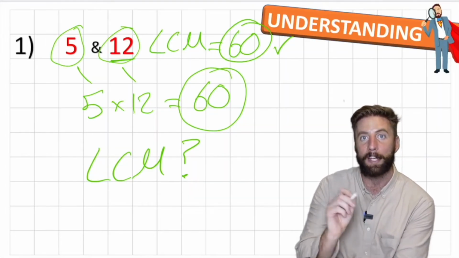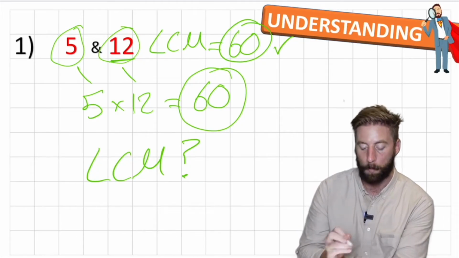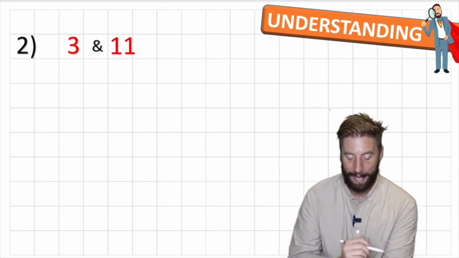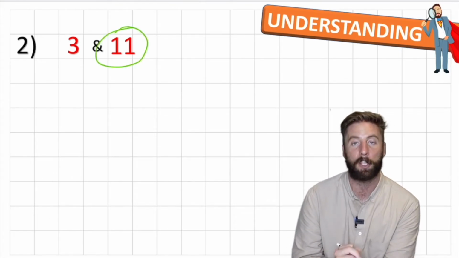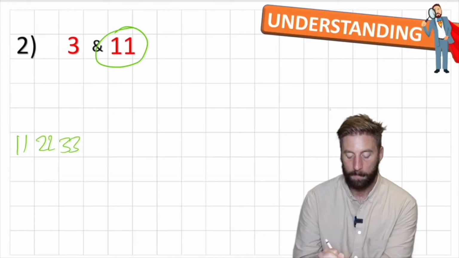So it's much better to write down a sequence of our multiplication table so we can make sure we get the lowest common multiple. Okay, let's move on to question 2 then, and we have 3 and 11. Now what I think is quite a good tip is to multiply the bigger number first. So I'm going to find some multiples of 11. 11, 22, 33, 44, 55, and I'm going to stay there.